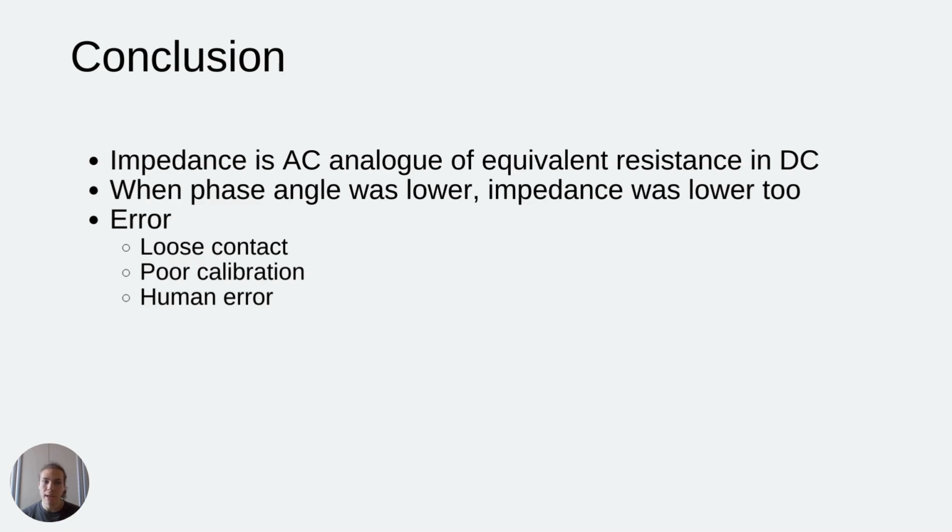In conclusion, I can say that the impedance is the AC analog of equivalent resistance in DC, which is the ratio of voltage over current. And also, especially from the first part, I can say that when the phase angle was lower, the impedance was lower too, with the lowest possible value being the resistance of the resistor when the phase angle is zero.